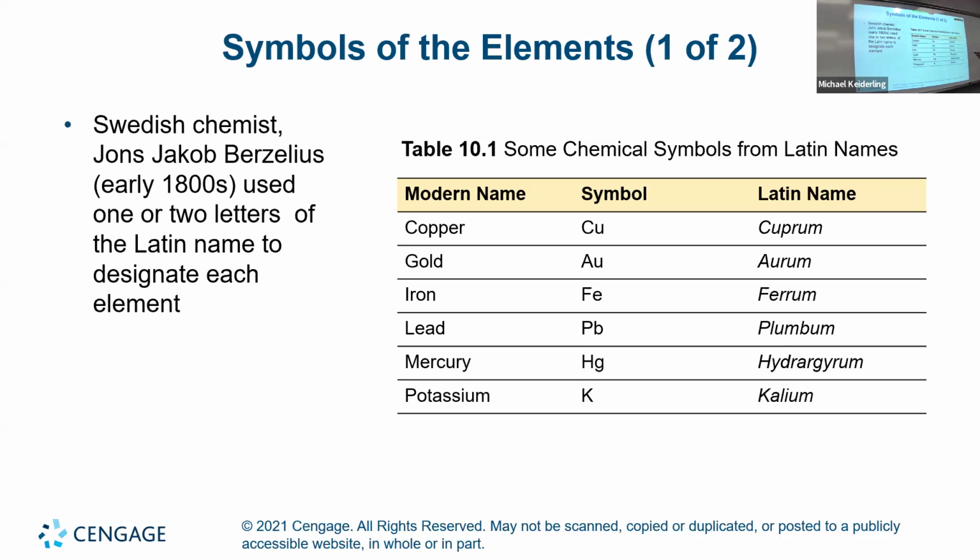Here are some of the chemical symbols that are still around that come from Latin names. For copper, it's Cu from the Latin name cuprum. For gold, it's Au from the Latin name aurum. For iron, it's Fe from the Latin name ferrum. For lead, it's Pb from the Latin name plumbum. For mercury, it's Hg from the Latin hydrargyrum. For potassium, it's K from the Latin name kalium.